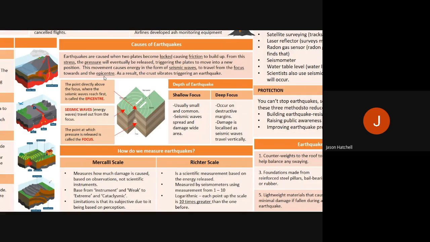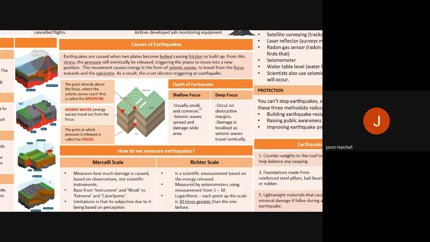Just to quickly move on underneath that, we mentioned these types of focuses, or foci, earlier. Remember, the focus is where the earthquake begins. This is where the stress and pressure built up, and then it eventually releases. This is where the energy comes from. If we have a shallow focus, the focus of the earthquake, where it begins, is near the earth that we stand on. So the seismic waves, in other words the shock waves that travel from that focus, have less to travel before they hit us and impact us. Shallow focuses are usually small and quite common, so they're generally small earthquakes.